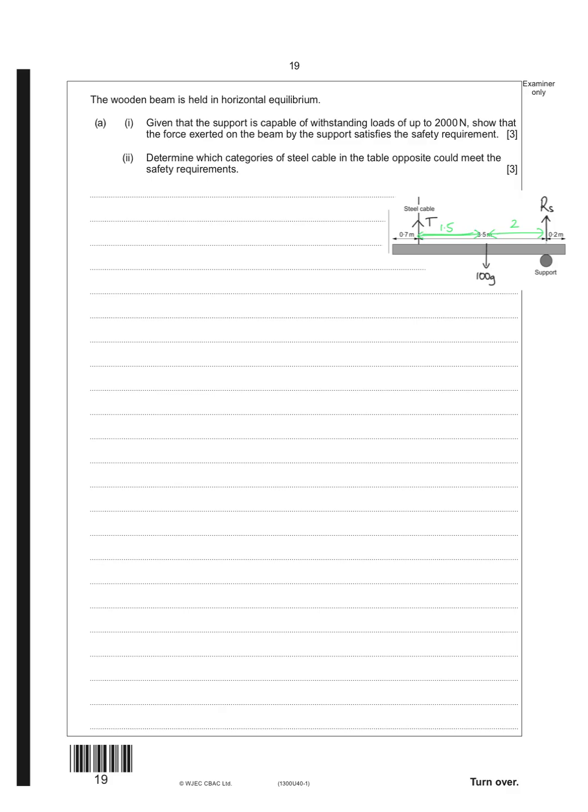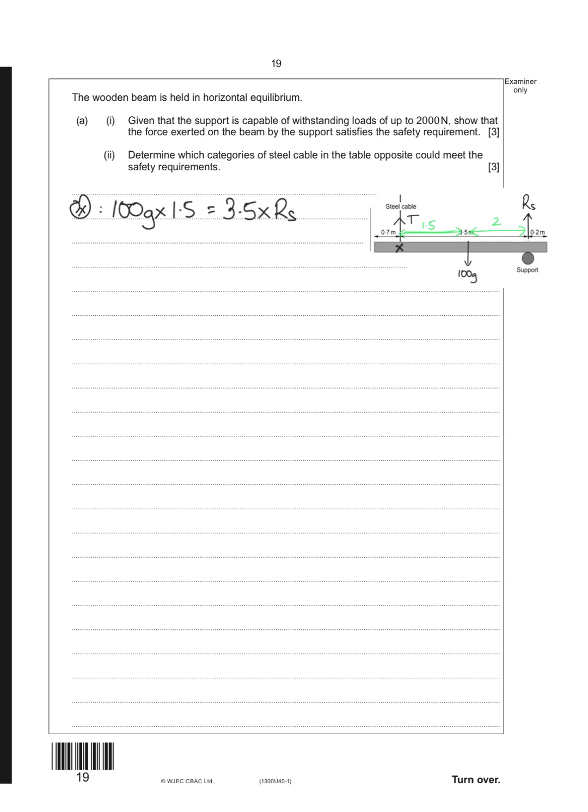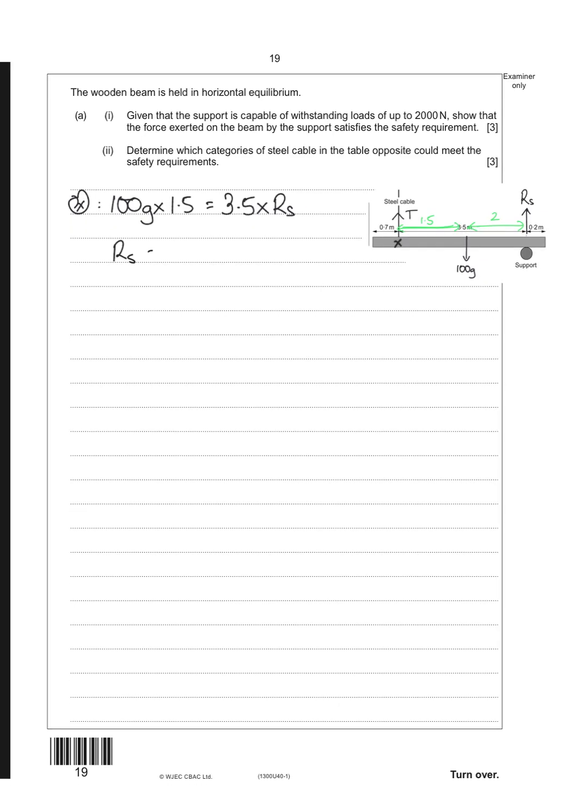Okay, so let's take moments about where the steel cable is. If I call that point X, we'll do moments about point X. So we've got 100G multiplied by 1.5, and that must be equal to 3.5 times R_S. Remember, these questions are not necessarily to do with distances and forces, they're to do with the ratios of them, so you could do this in a ratio way if you wanted. So R_S is going to be 150 G over 3.5.